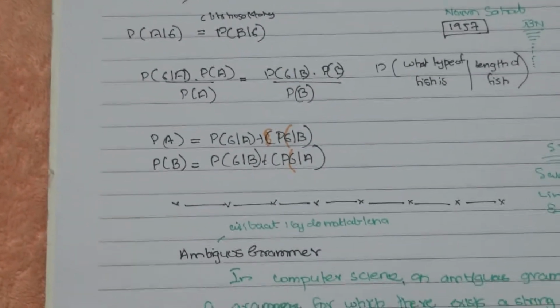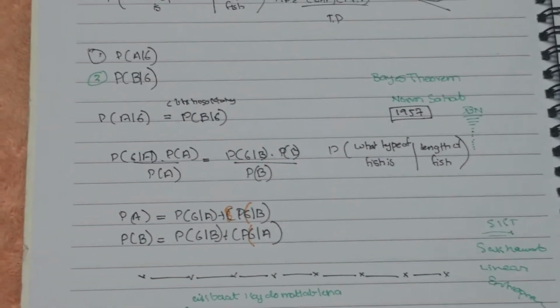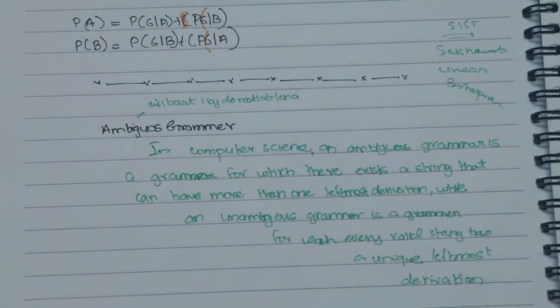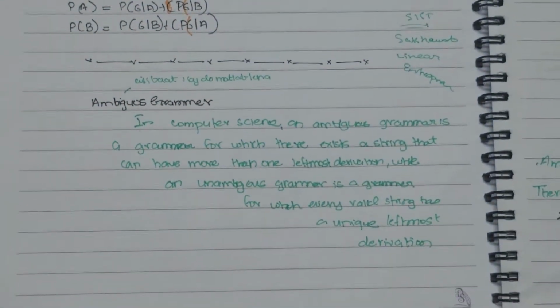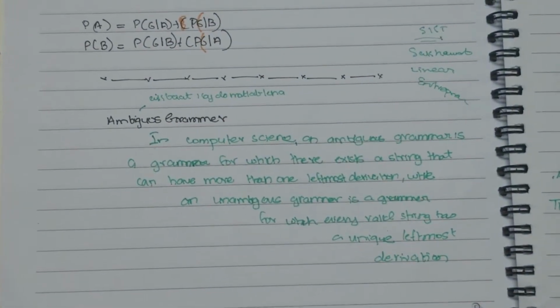Okay, so in this class what we're going to learn about is ambiguous grammar. Now what is ambiguous grammar? Grammar that is ambiguous. Now read carefully. एक बात को दो मतलब लेना. Ambiguous grammar means if you take one thing with two meanings.